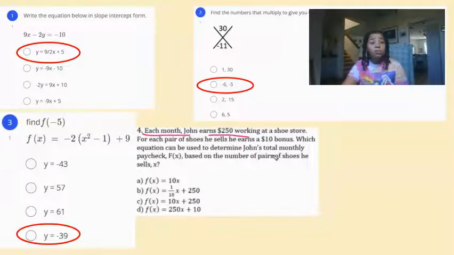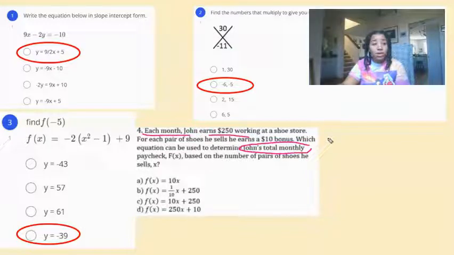Okay, so we're just learning by the month. Not by the year or anything, just total monthly. John's total monthly right there. That's the key right here. So that's his flat fee. That's if he doesn't sell any shoes. But if he does sell shoes, he gets $10 for each pair of shoes he sells.